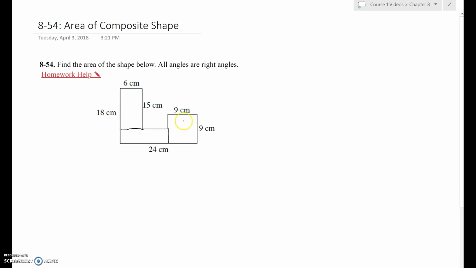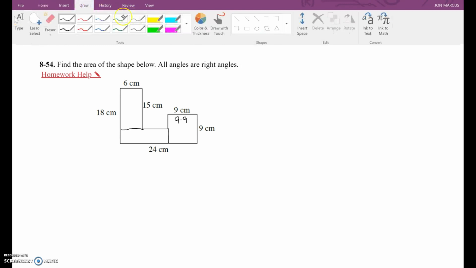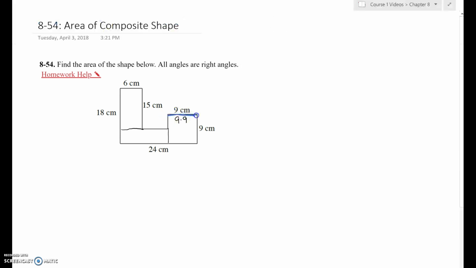So let's find the area of all these rectangles now. This is a 9 by 9. I'm going to do all the things in the same color that are the same color. This is a 9. This is also a 9. So 9 times 9 is 81. 81 square units. 81 square centimeters here.